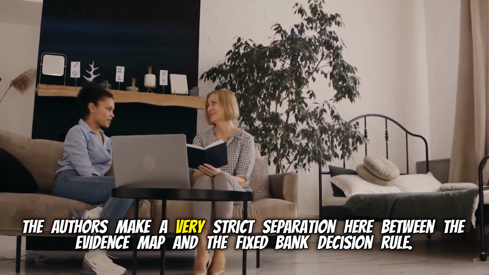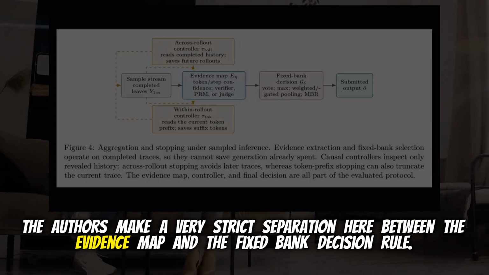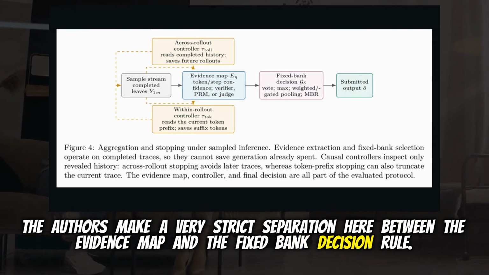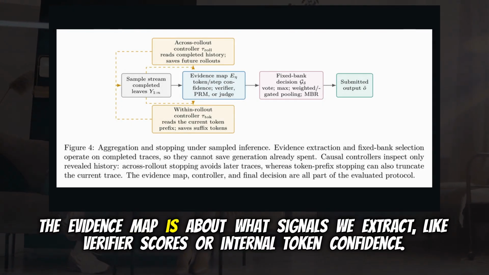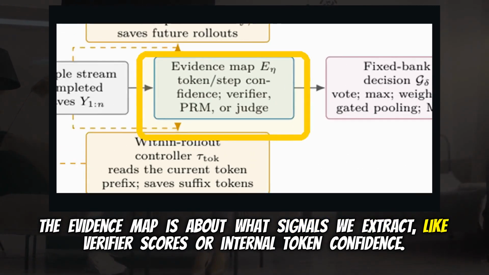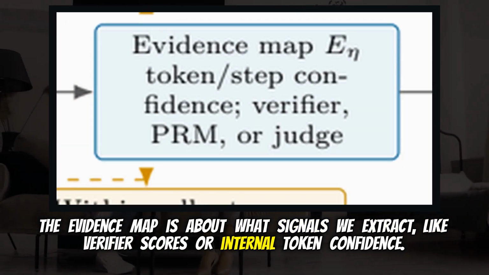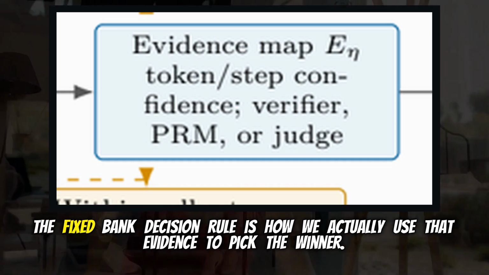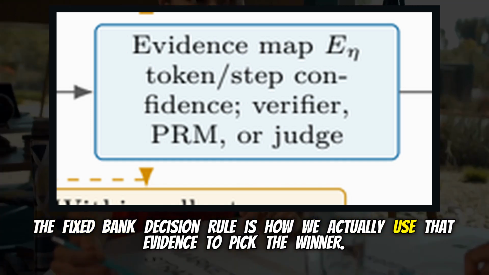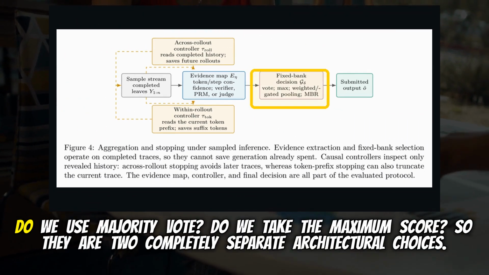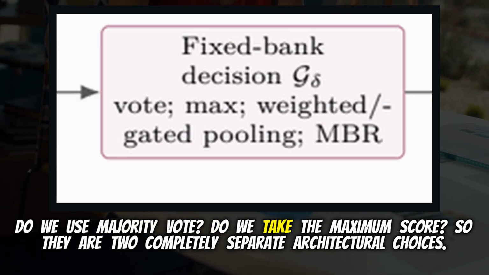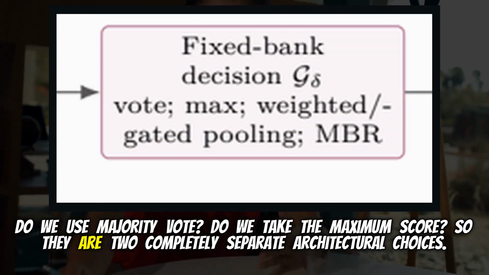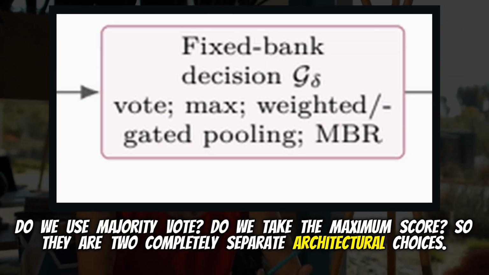The authors make a very strict separation here between the evidence map and the fixed bank decision rule. Yeah. The evidence map is about what signals we extract, like verifier scores or internal token confidence. The fixed bank decision rule is how we actually use that evidence to pick the winner. Do we use majority vote? Do we take the maximum score? So they are two completely separate architectural choices.